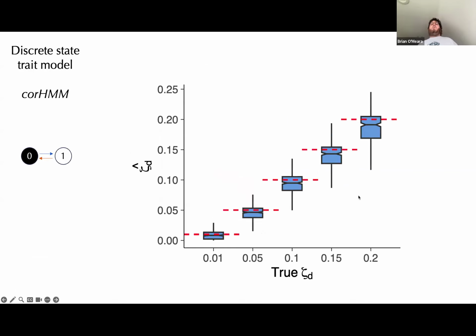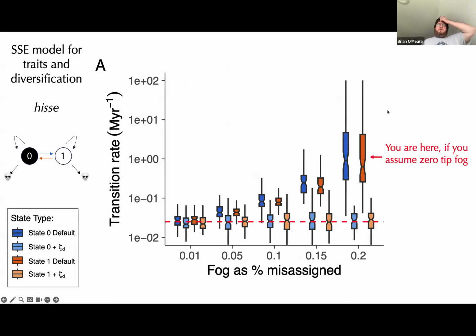And here we see how well we do at estimating that tip fog rate. Here's the truth, here's our estimate, and it's pretty good. And these are not for giant trees either. What about for diversification models, things like BiSSE, HiSSE, and friends?